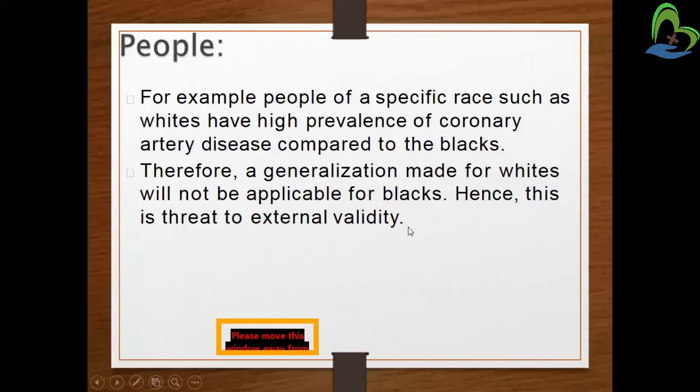Well, next will be the people. Suppose I'm studying a particular race, for example white people, and I'm studying coronary artery disease compared to black people. If I try to generalize according to this, it is not possible because the two races have different readings. It cannot be generalized and cannot be applicable to other people. So it will be set to the external validity.